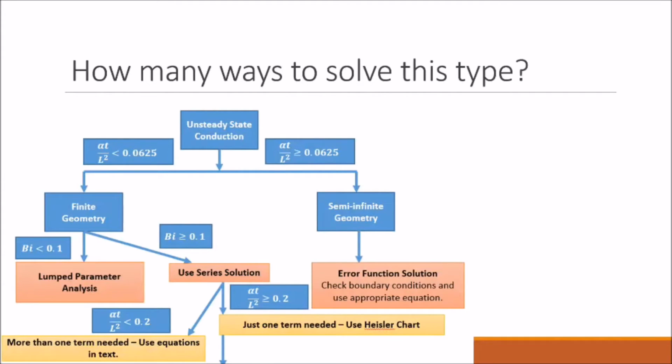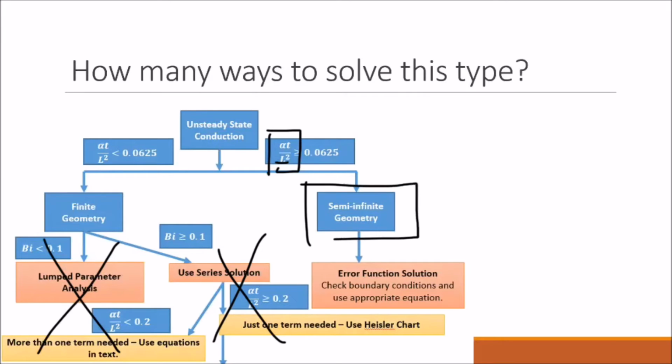Our first step is to usually calculate this alpha t over L squared value. However, we're not given an L. And because we're not given an L, we know that we can't use a lumped parameter analysis, and we can't use a Heisler chart, so we're pretty much just left with the semi-infinite geometry solution. So that's one way of determining that you need a semi-infinite geometry solution for this problem.